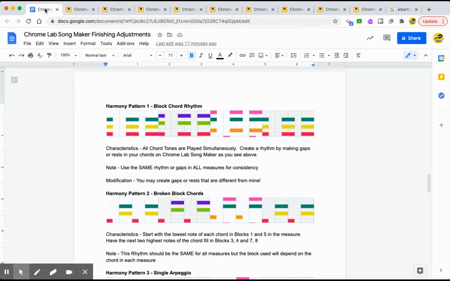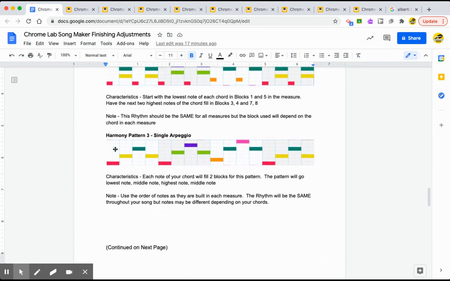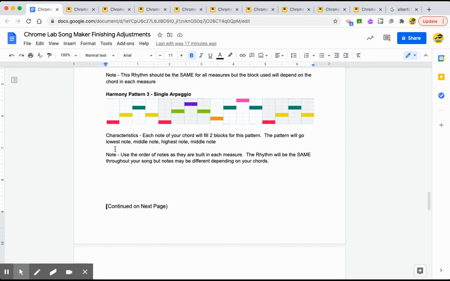Now, the next examples that I have for you are called arpeggios. And arpeggios are a pattern of notes that go from the lowest to the middle to the highest to the middle. And the first example of this I call a single arpeggio. For the single arpeggio, the characteristics, it follows the arpeggio low, middle, high, middle, and it does it for 2 blocks at a time. So lowest note is for 2 blocks, middle note is for 2 blocks, highest note is for 2 blocks, middle note is for 2 blocks, and then you begin your next chord in the next measure.